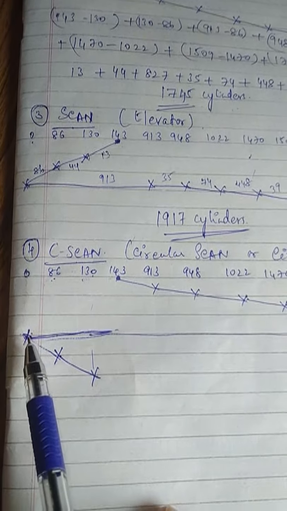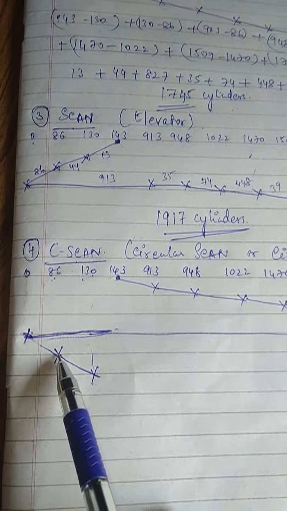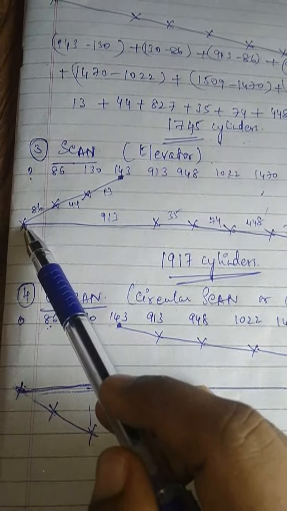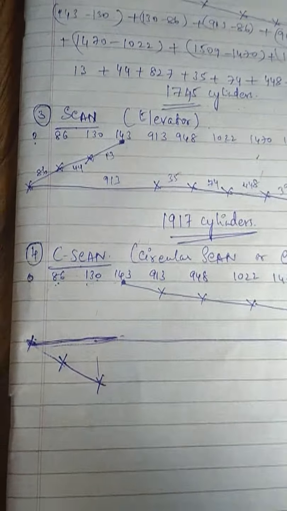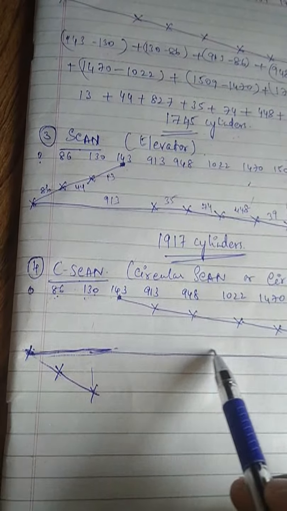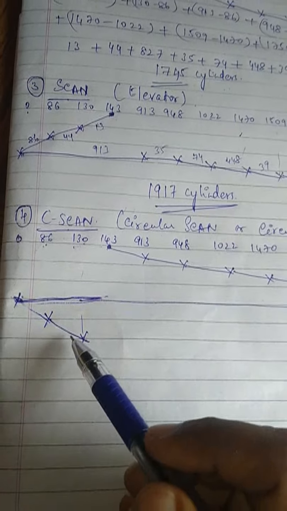You are reaching all the way till the other end, and then when you come in the reverse direction you're going to service. But in scan, what happened? Moving to one end and servicing along the way. So circular: from one end move to the other end, no servicing in between. Once you reach the end, only then you have to service these requests.